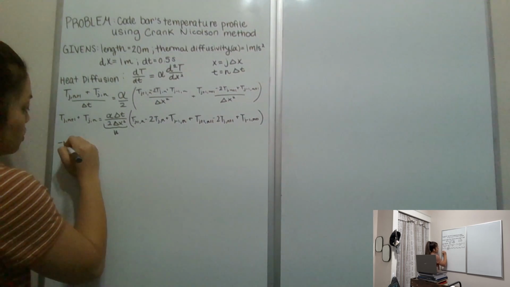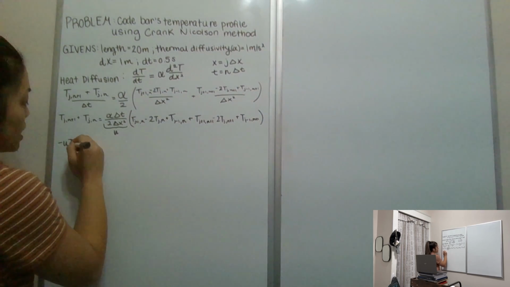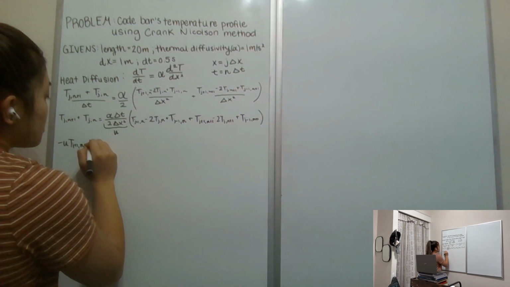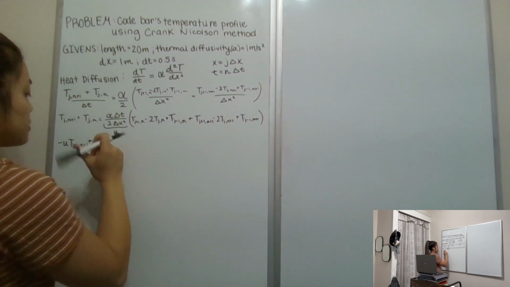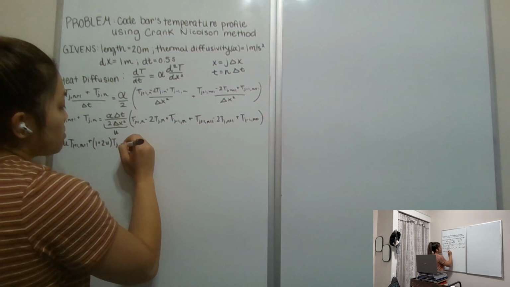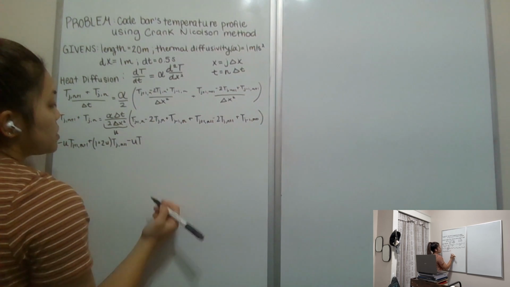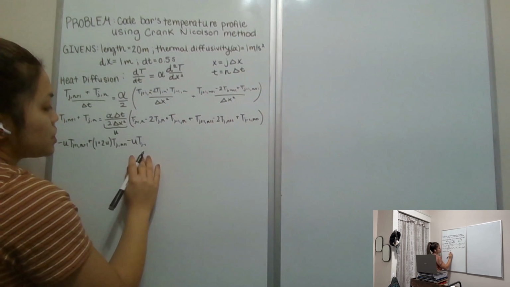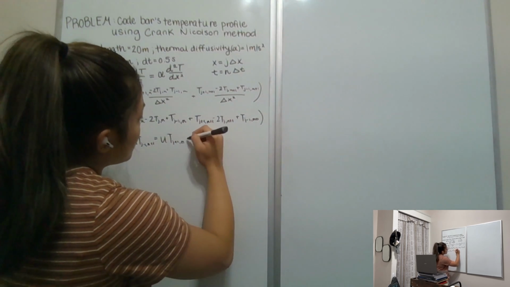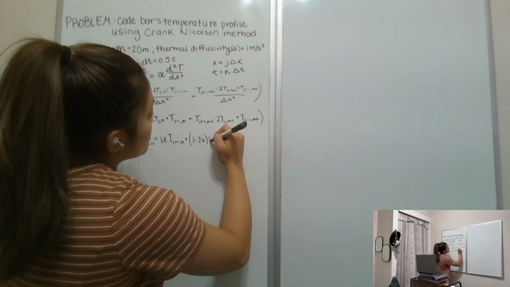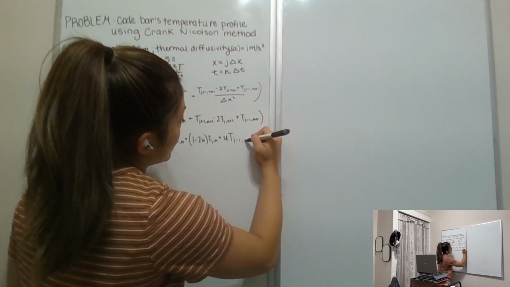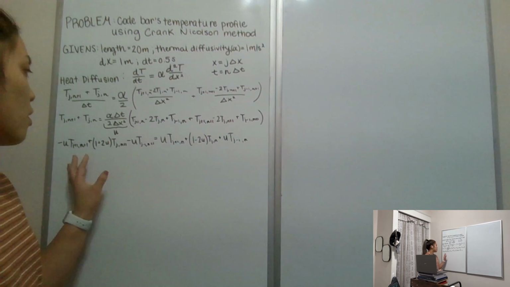And so we'll have negative u times the temperature at position j plus 1 at the time n plus 1, plus 2u times the temperature at j at time n plus 1, minus u times the temperature at position j minus 1 at time n plus 1, is equal to u times the temperature at position j plus 1 at time n, plus 1 minus 2u times the temperature at position j at time n, plus u times the temperature at position j minus 1 at time n. And so now we have all the like terms on the same side.